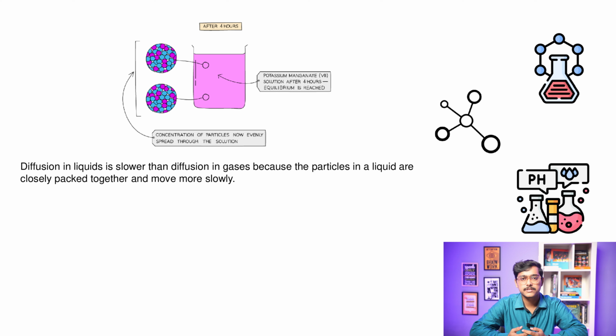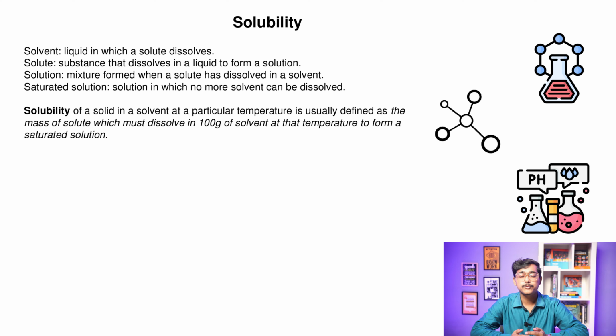Therefore, the particles in liquids are able to move more slowly than the particles in gases, and therefore diffusion occurs slower. Now, let us move on to solubility. But before we dive fully into the topic, let us first explore the important definitions that are required for understanding this topic. So, what is a solvent?